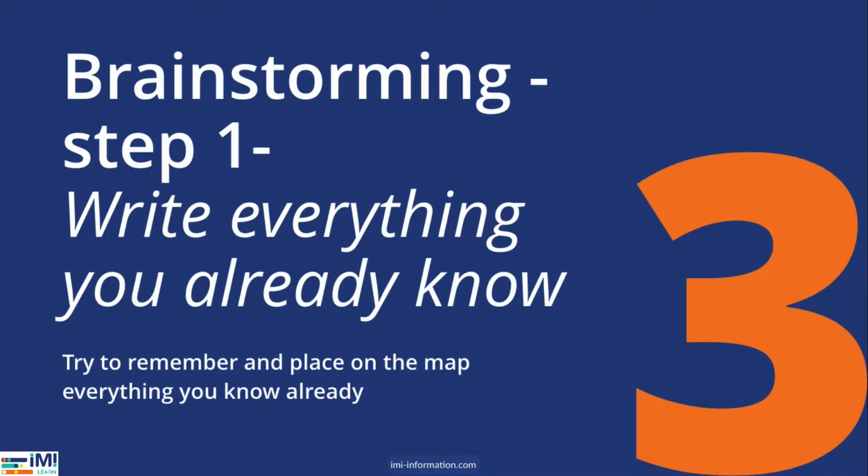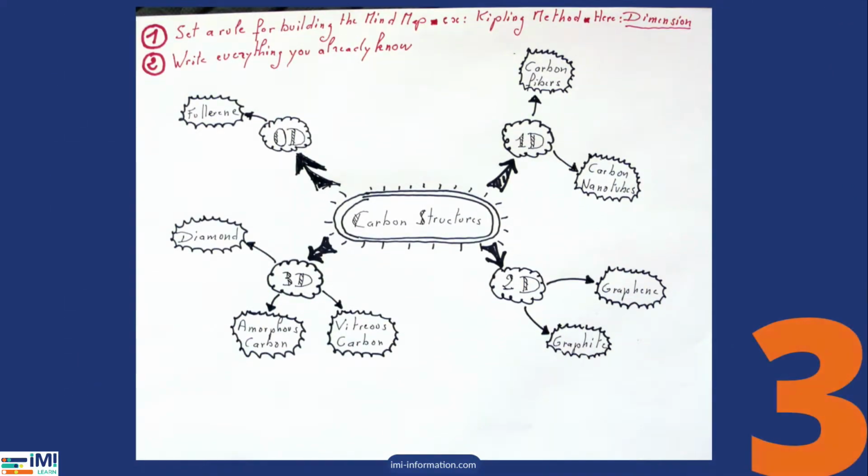The third step will be to start to brainstorm. If you don't know how to start your mind map, you can try to find out what you know already about the carbon structures and start to enter this knowledge into your mind map. So, first, you write everything you already know. This is important, and if you squeeze your brain a little bit, you'll see that you know probably a little bit more than you thought. Try to remember, and you will place on the map everything you know already.